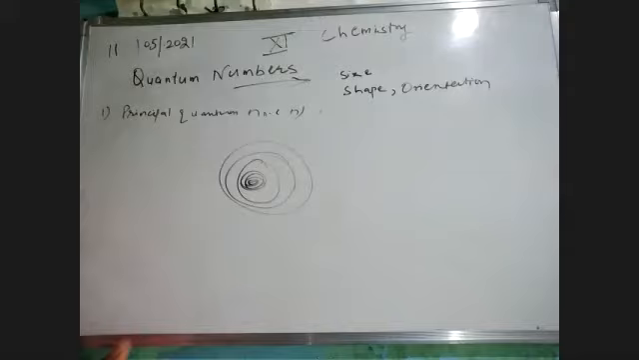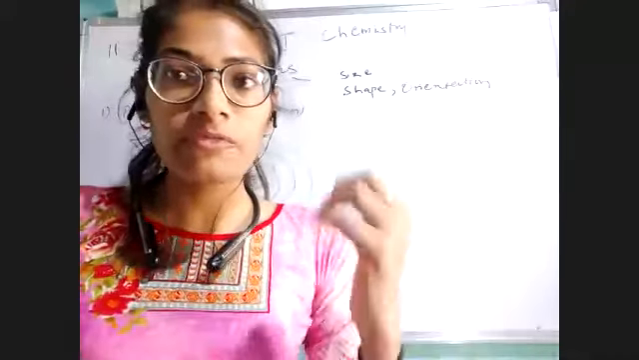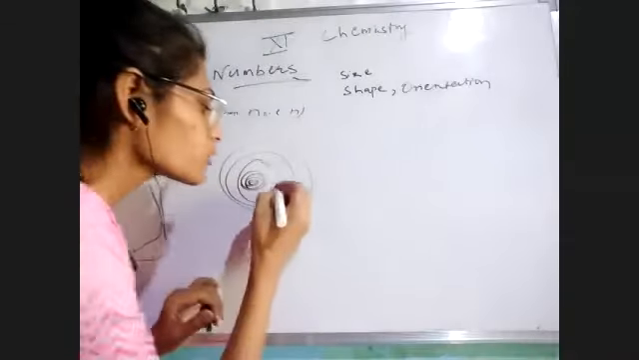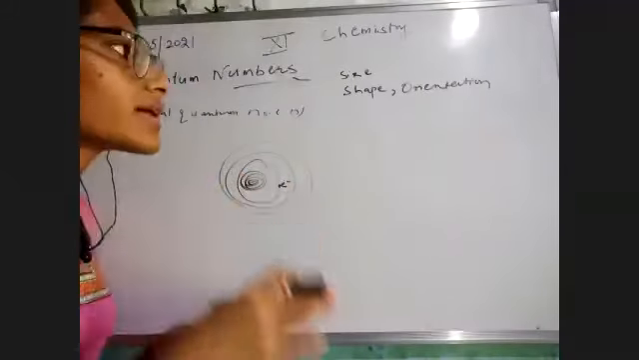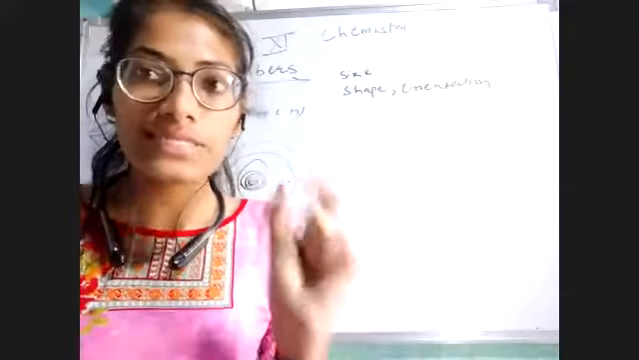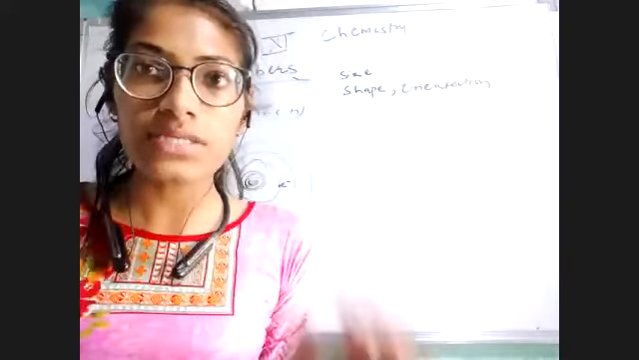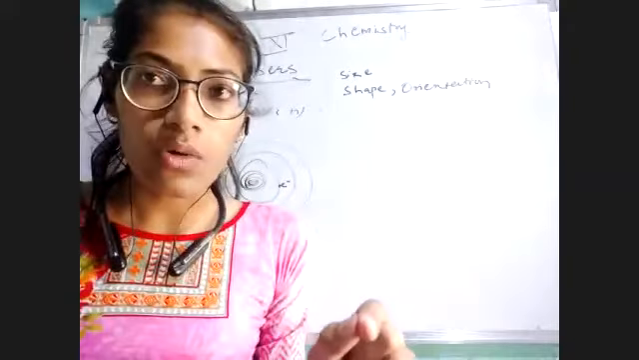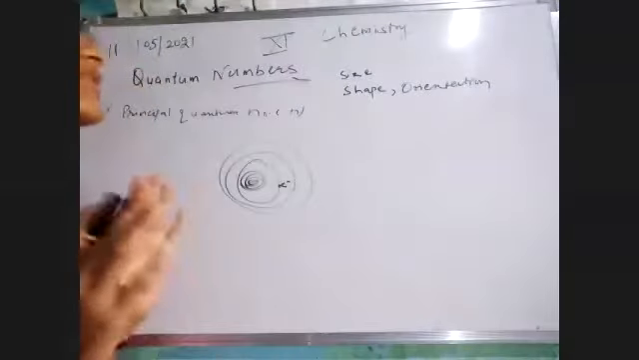If I'm talking about the size, it would be very important for us to find out where the electron is actually present. If we know the size of the orbits, it would be very easy for us to say that yes, this is our orbit, and these are electrons which are revolving around it. Okay, so this is the first point.